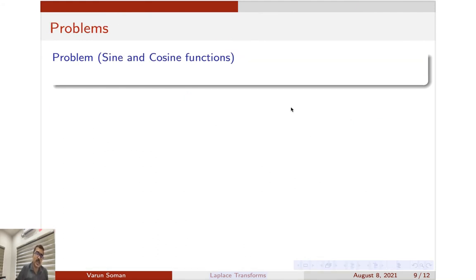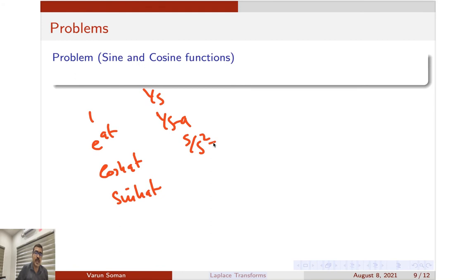Now how many values do you have? So you have a table with 1, e raised to at, cosh at, and sinh at. So the transform of 1 is 1 by s, e raised to at is 1 by s minus a, cosh at is s by s square minus a square, sinh at is a by s square minus a square. Okay, now I will write cos at and sin at.